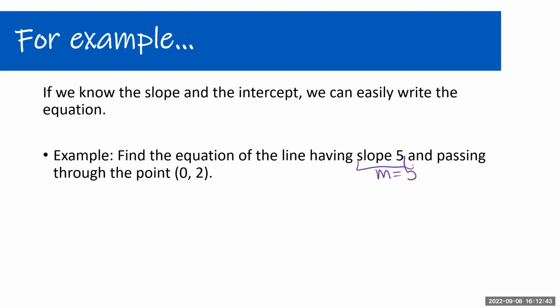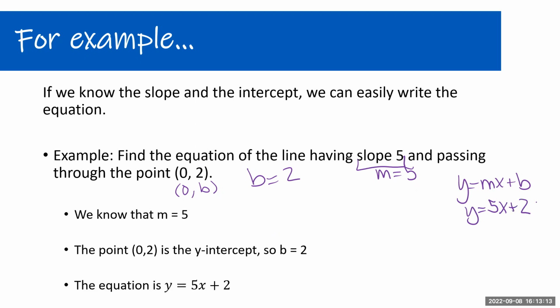Well, remember that our y-intercept is 0, b. So this is going to tell us that b equals 2. And you could plot that point 0, 2 to make sure that, hey, that is actually an intercept. So to do this, we now have everything we need. Remember, we want y equals mx plus b. We know that m is 5, and we know that b is 2. So we can write our equation just like that. y equals 5x plus 2.